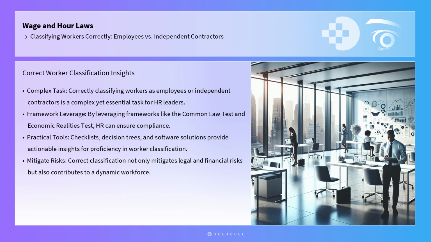In conclusion, correctly classifying workers as employees or independent contractors is a complex yet essential task for HR leaders. By leveraging frameworks such as the Common Law Test, Economic Realities Test, and region-specific guidelines, HR professionals can make informed decisions that ensure compliance and support organizational objectives. Practical tools like checklists, decision trees, and software solutions, combined with regular audits and continuous education, provide actionable insights that enhance proficiency in worker classification.